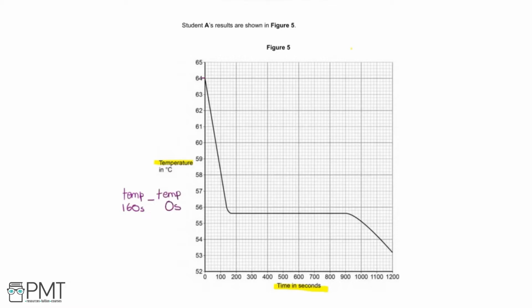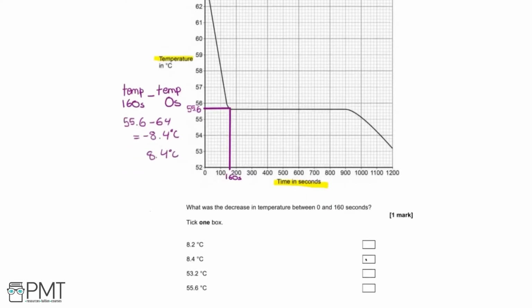We can read from the graph that the temperature at 160 seconds is 55.6 degrees C. We can see that the temperature at 0 seconds is 64 degrees C. So the temperature change is 55.6 minus 64 equals minus 8.4 degrees C, which means the temperature decrease is going to be 8.4 degrees C. So this one is the correct answer.